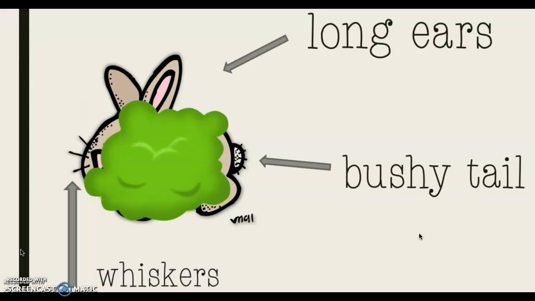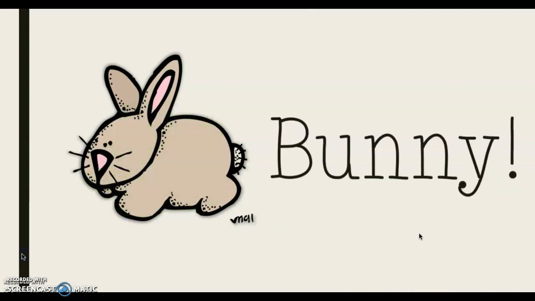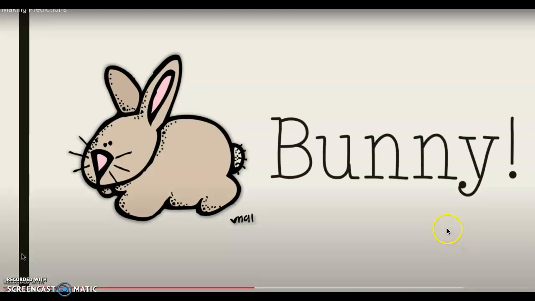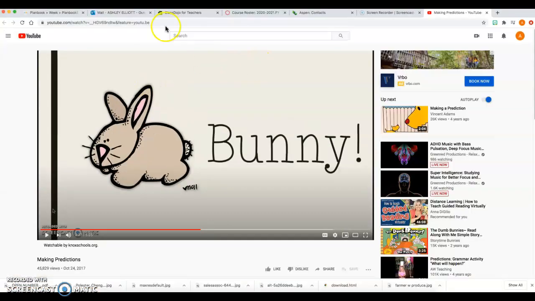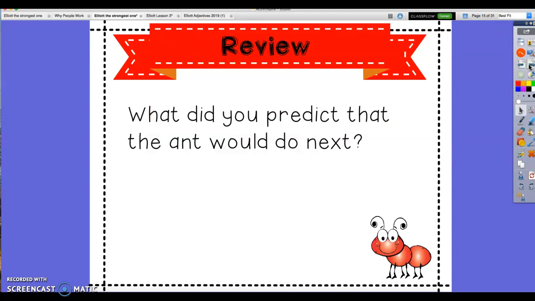What kind of animal has long... Do you know what it is? A bunny! That's what I guessed too. It was a rabbit. Hey, we did a nice job of looking for our clues before we made our guess. Okay, so whenever you are making predictions, you need to look for clues before you make your guess.